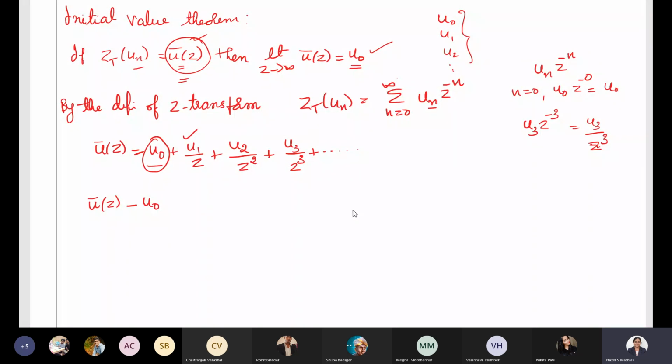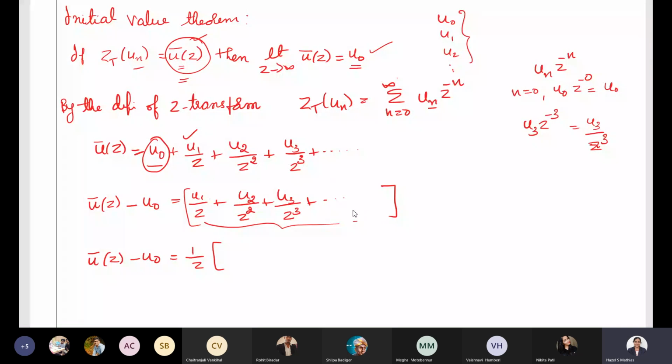So u bar of z minus u naught equals u1 by z plus u2 by z square plus u3 by z cube, etc. Now take 1 by z common from these terms. So u bar of z minus u naught is equal to 1 by z outside, and what do we get from each of the terms? u1 plus u2 by z, because z square is there and only one z has been taken, plus u3 by z square plus etc.